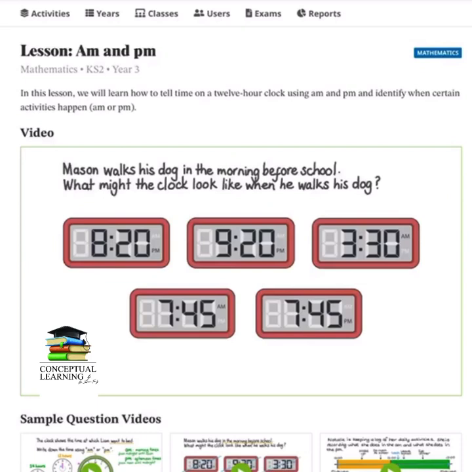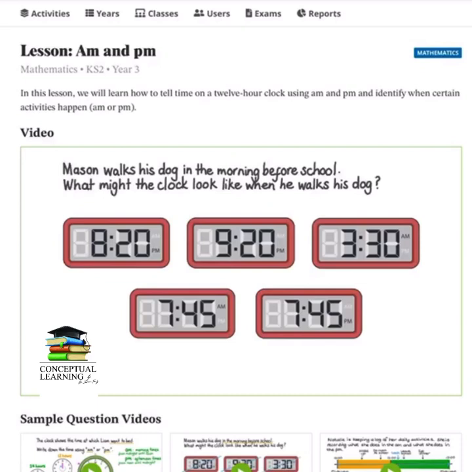Mason walks his dog in the morning before school. What might the clock look like when he walks his dog? 8:20 PM, 9:20 PM, 3:30 AM, 7:45 AM, or 7:45 PM?